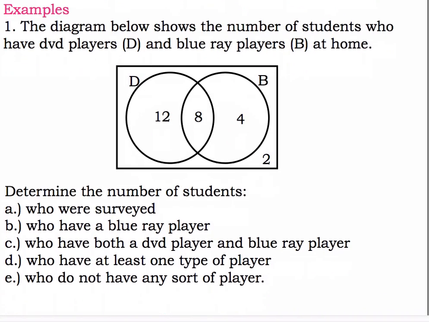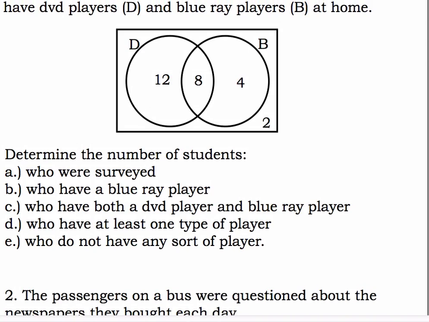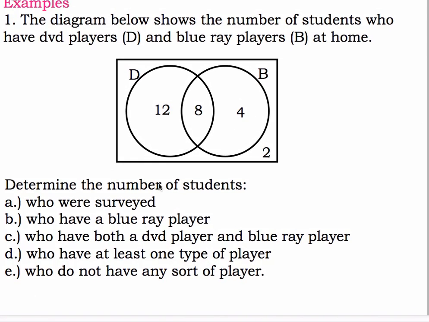Okay, so in the following example, we've got students who own DVD players, Blu-ray players, and in the intersection we have people who own DVD players and Blu-ray players, and then there's two people who don't own either. Determine the number of students who were surveyed. To figure that out, we'll have to add up all of these numbers together. So 2 plus 8 is 10, 22, 26, so 26 total people were surveyed.